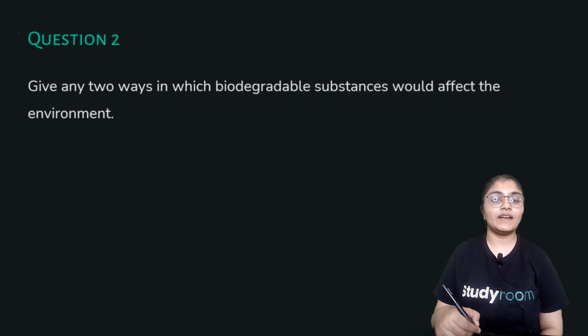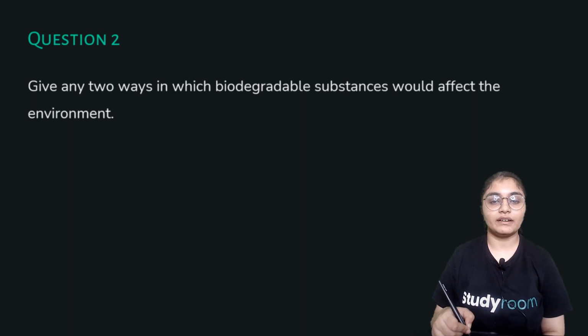The next question is, give any two ways in which biodegradable substances would affect the environment. Biodegradable substances are decomposed by the action of microorganisms, and decomposed materials are recycled through geochemical cycles. So this is a very important impact of the biodegradable substances. These substances also keep the environment clean.